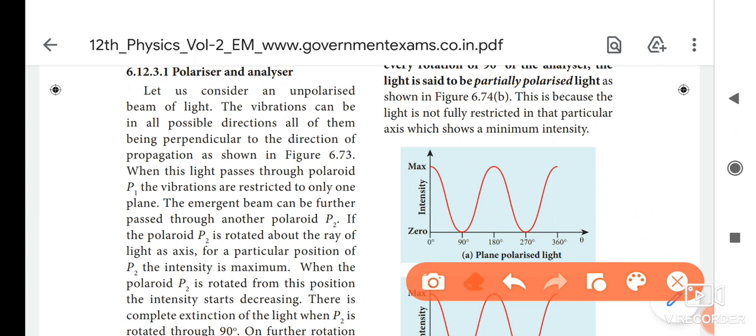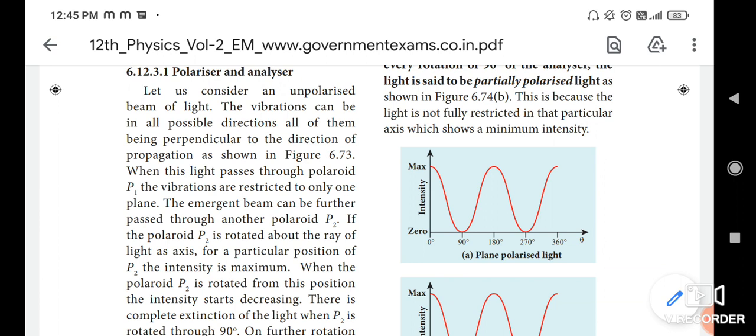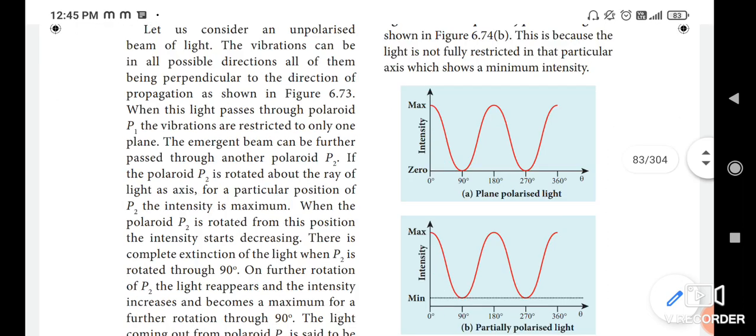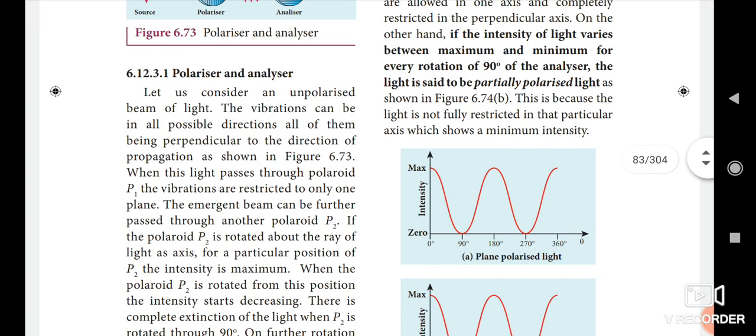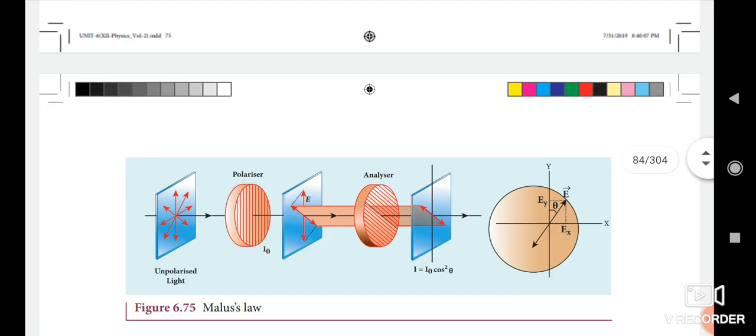Here, if we pass both the electric field and the magnetic field, it passes only either one of the fields. Okay, here let us consider an unpolarized beam of light. The vibrations can be in all possible directions, all of them being perpendicular to the direction of propagation. See figure 7.27.